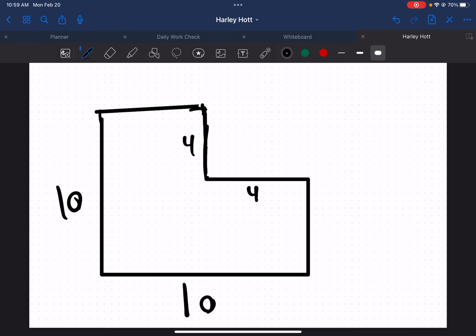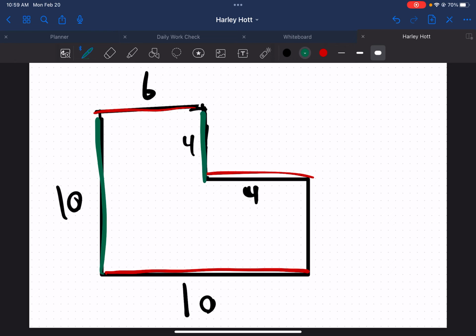If this is 10, right, this whole distance here is 10, well, then these two combined have to be 10. But if this is 4, then this would have to be 6. Similarly, if this is 10, then these two sides combined would have to be 10. But if this is 4, then this over here has to be 6. So now we figured out all those remaining sides that we need to know. But we don't have a formula for this weird shape.